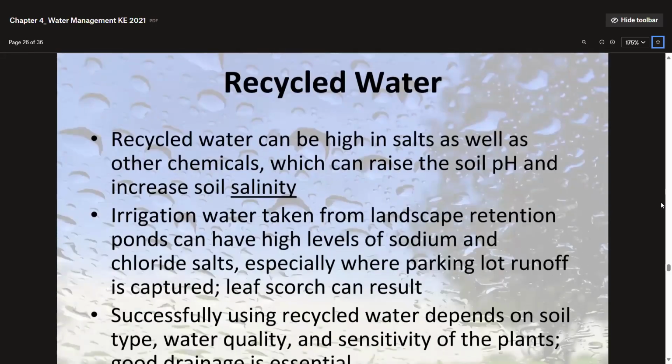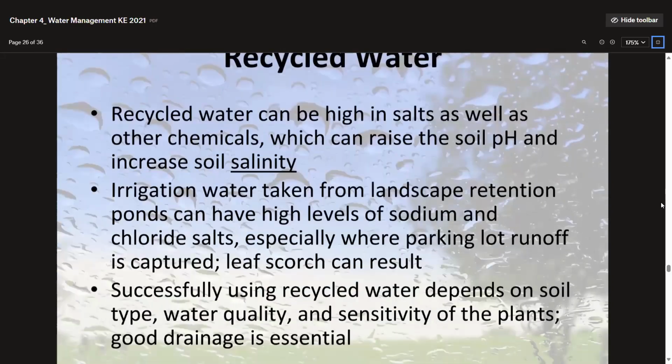Remember I said we were going to talk about water recycling, or recycled water? Recycled water can be high in salts as well as other chemicals, which can raise the soil pH and increase soil salinity. So irrigation water can be taken from landscape retention ponds that may have high levels of sodium and chloride salts, especially if they're near parking lot runoff, right? Leaf scorch can result from that. So you really need to check your water to see that it is in good shape and maybe include some filters if you're going to be using that kind of water, right?